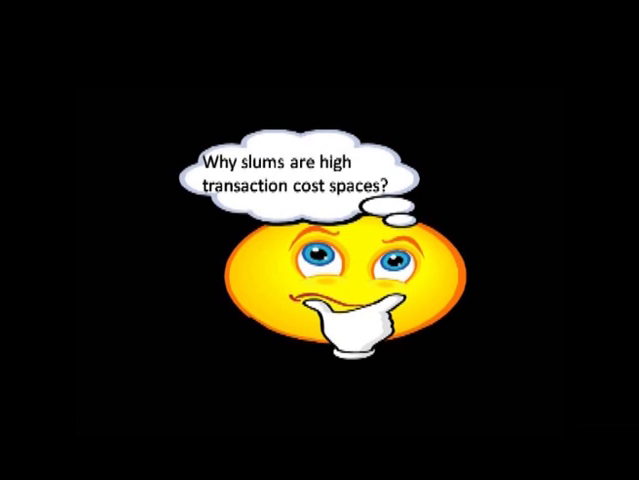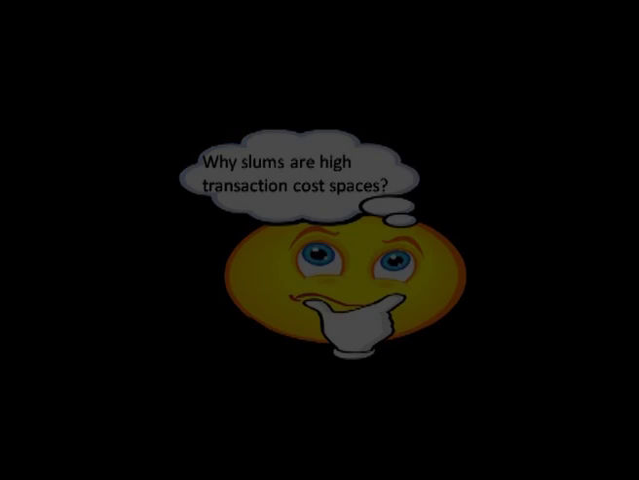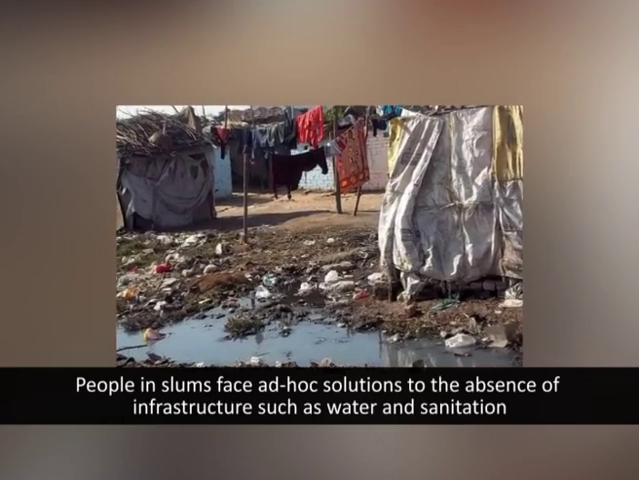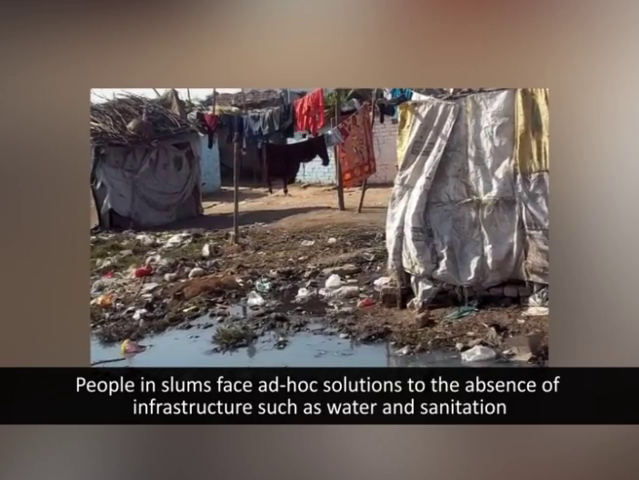Rigid or outdated planning frameworks can worsen these problems that I have mentioned by making it difficult for households and firms to comply with zoning, regulations, or building codes. In other words, these are the reasons why slums are high transaction cost spaces. Those people living within a serviced urban core or area with clear titles to their assets and access to public infrastructure face lower transaction costs than those relying on localized tenure security arrangements, that is, slum inhabitants. These people in slums face ad hoc solutions to the absence of essential infrastructure such as water and sanitation.